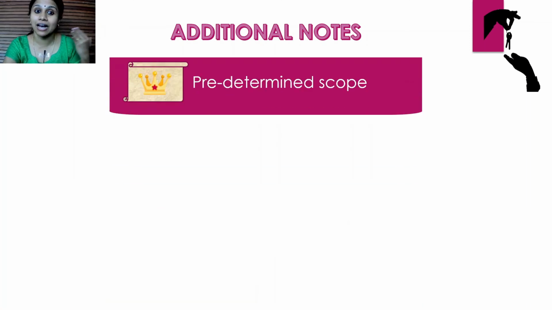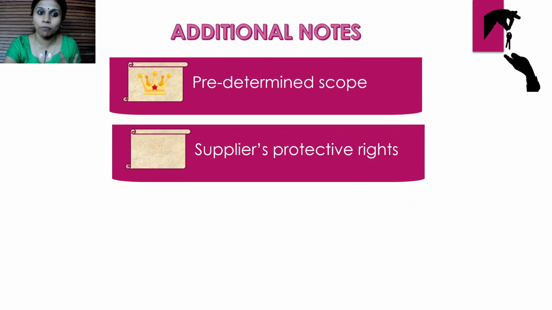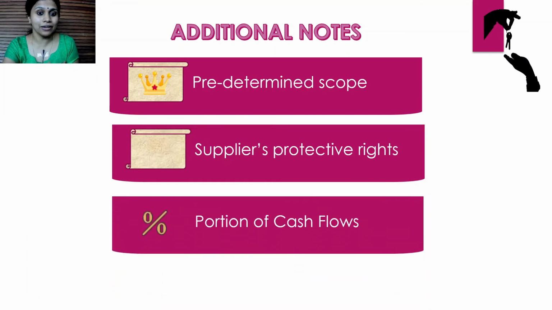Now some additional notes. When we compute the economic benefits relating to the use of the asset, we should exclude the economic benefits accruing from the use of the asset that are outside the predetermined scope of a contract and that are outside the scope determined by the supplier's protective rights. The final point is a new one, and that is portion of cash flows.